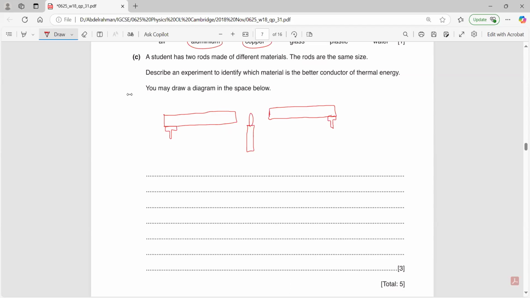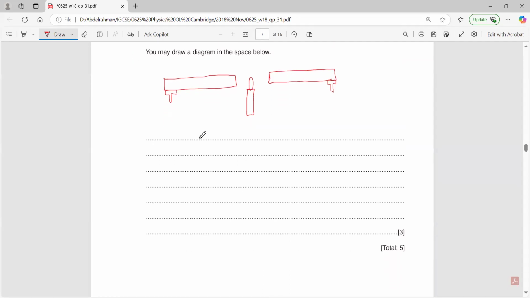The rod which is the better conductor will have its pin fall first. Why? Because it's a better conductor of thermal energy. It will transfer the energy faster than the other rod. That's it. So we have 2 rods.